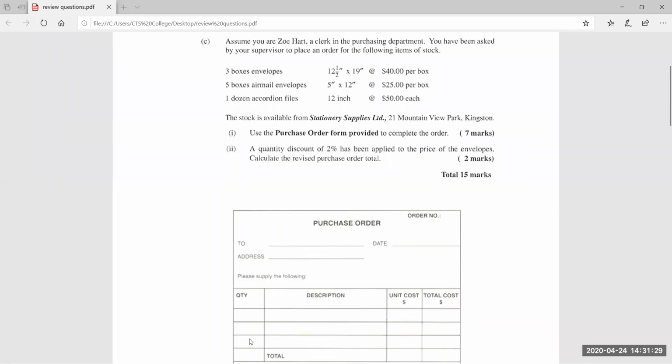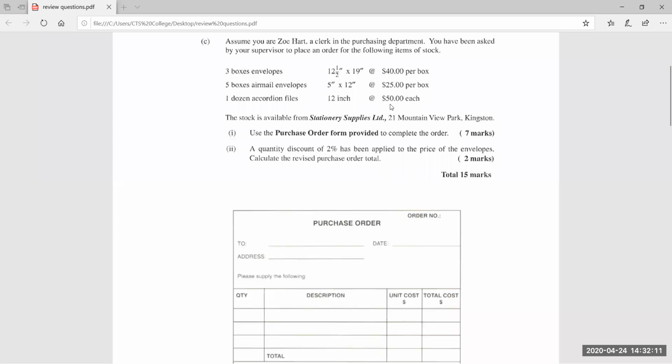What goes in quantity? One dozen. No, that's just 1 goes here, and the description will be dozen accordion files, 12-inch. If you put 12 in the quantity, that's fine because 1 dozen is equivalent to 12, right? But if you're going to put 12 here, don't put the word dozen, because then that would be 12 dozen. So if you're going to use the value 12, just put 12 accordion files.